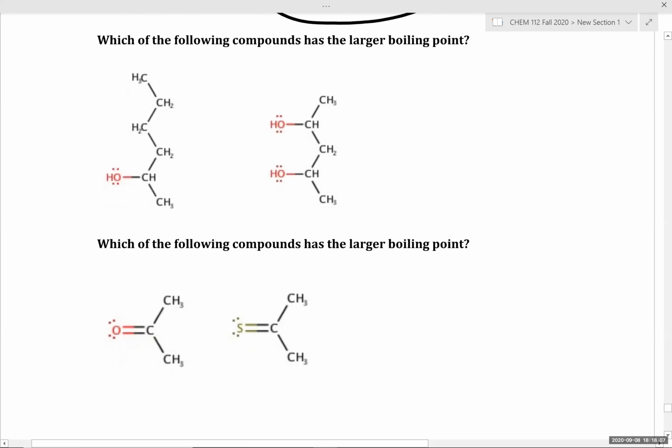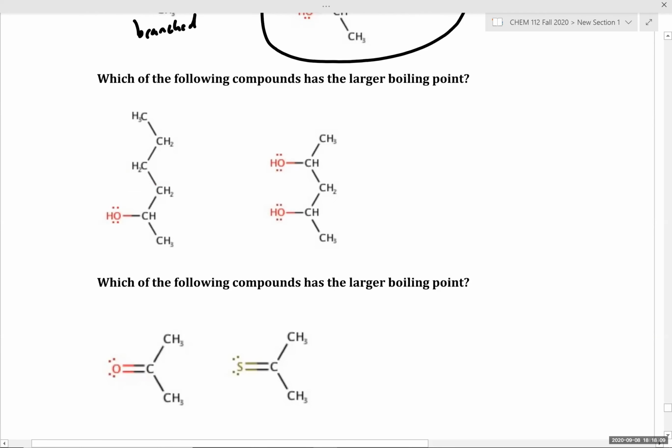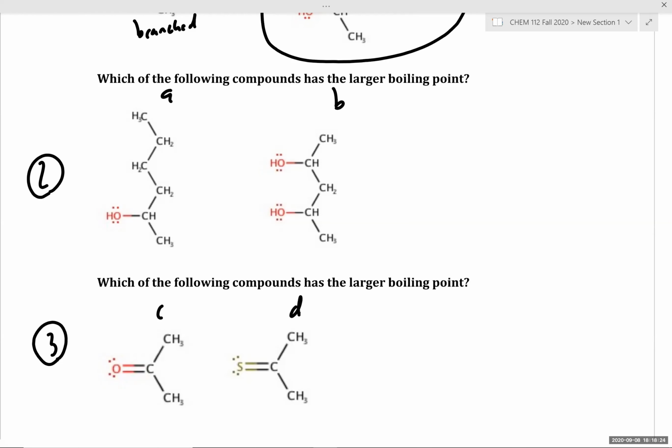Okay. Now I want you to tackle the second set of examples. So we'll label these 2 and 3, A, B, C, D. And I'd like you to tell me which of the following set of compounds has the larger boiling point. I'd like you to spend 2 to 3 minutes on this example and share your responses either in the chat or verbally. And if you're unsure, don't be shy to ask a question in the chat or verbally.